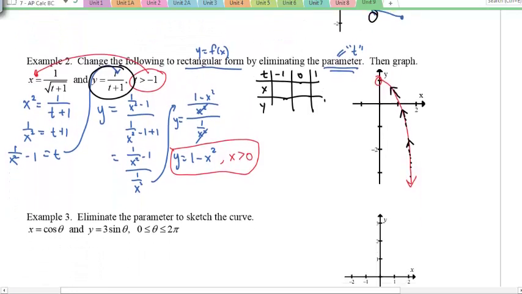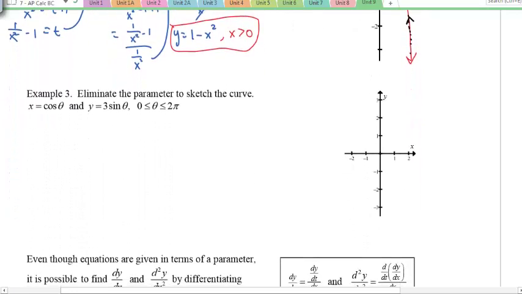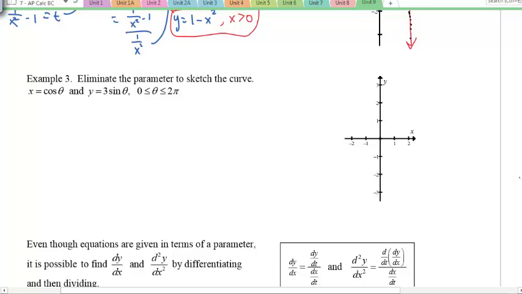Alright, moving on, more eliminating parameters. This time the parameter we don't use is t, but it's theta. Nonetheless, same idea. Okay, so theta is our independent variable in this case. We want theta to be between 0 and 2 pi. So let's see if we can sketch out what this looks like. Now, in this particular example, you could do the same thing as before and try to isolate the parameter. So isolating the parameter of cos would give us inverse cos x. That's not a good idea.